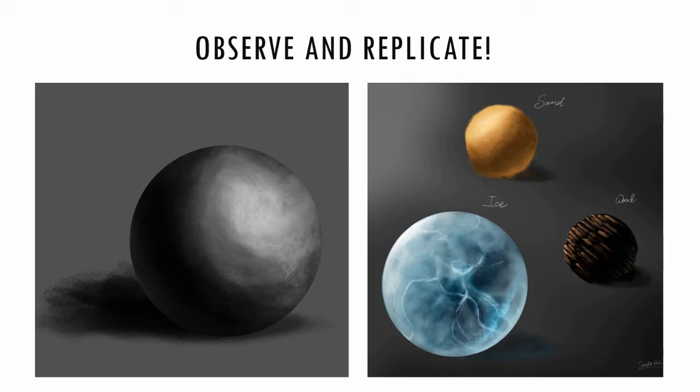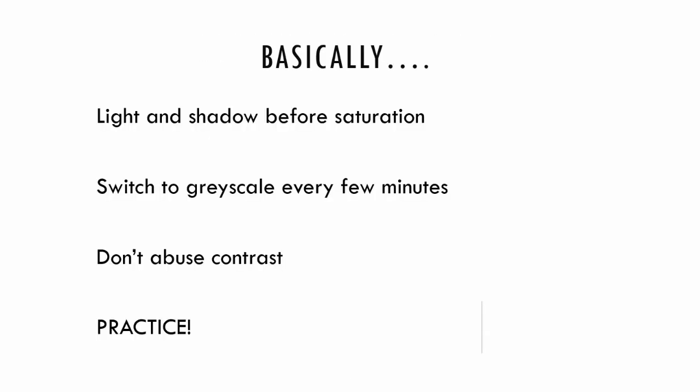So just to sum up really quickly, basically value is the difference between your darkest tones and your lightest tones, but most importantly, it is how many steps lie between your blackest black and whitest white. Light and shadow is something you need to consider before you put your colors in, before you put your saturation in, because when you switch to grayscale, you should still be able to see a clear image.